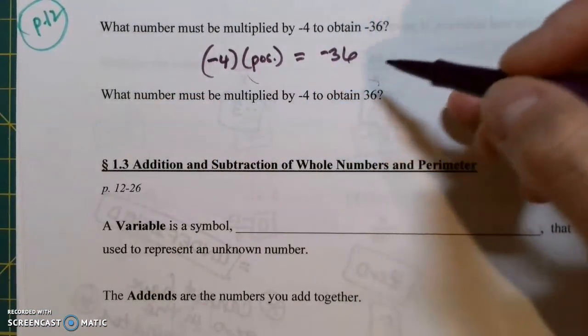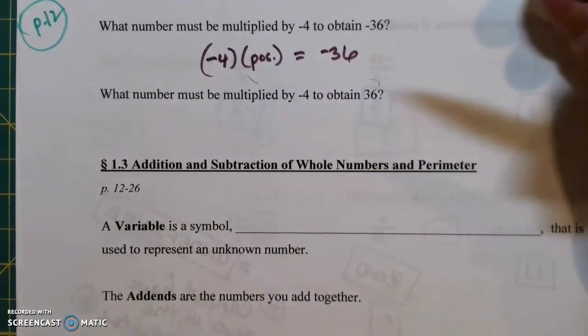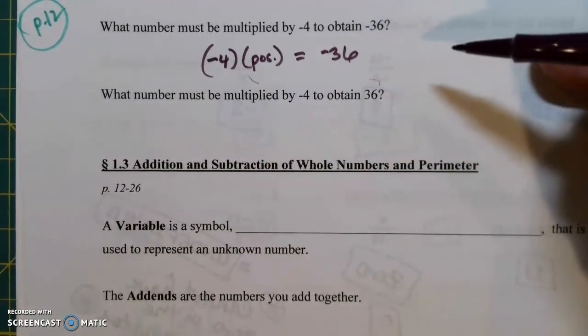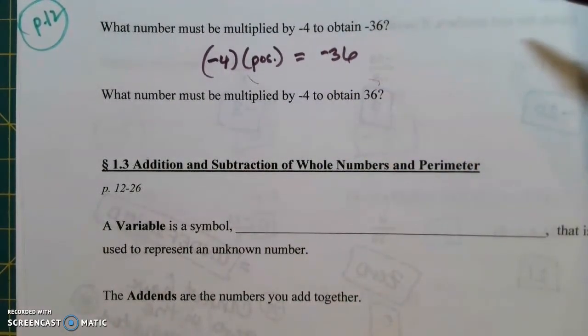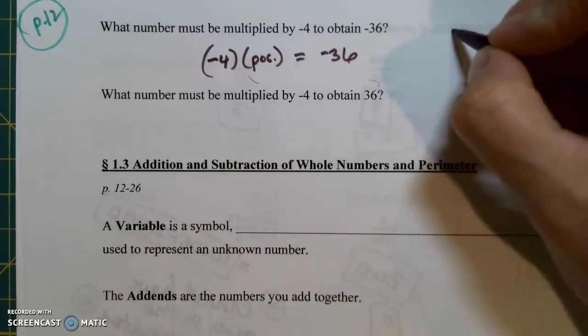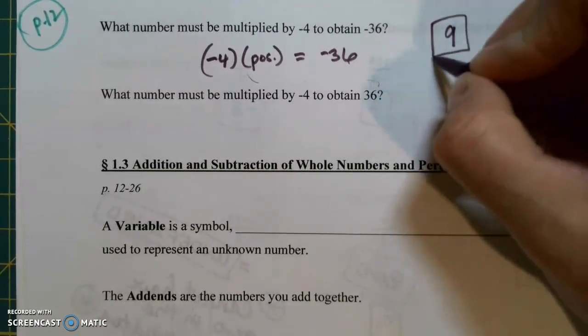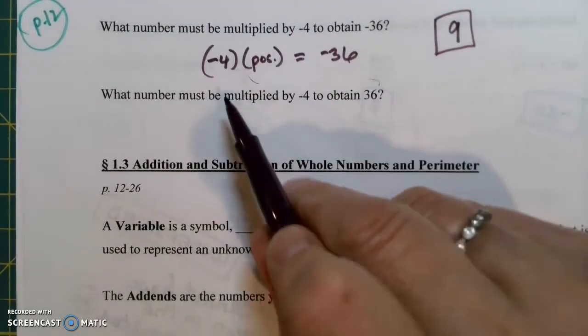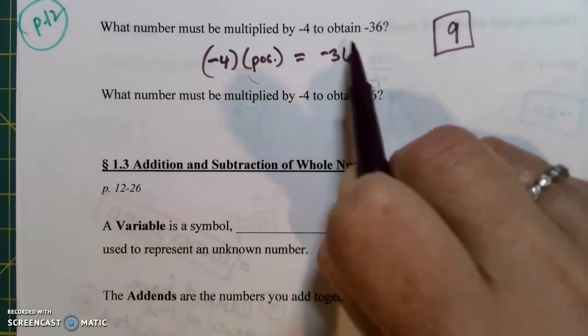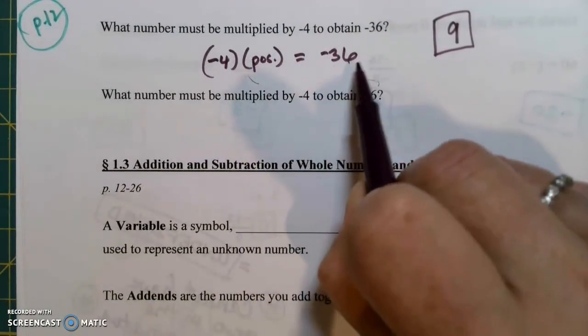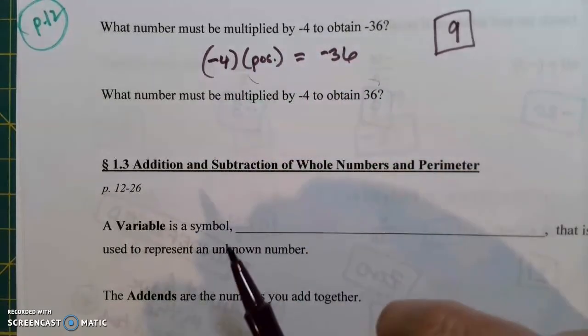36 by 4 and we get 9. Another way to think about it is what times 4 would give us 36. So we're going to have 9, and then it has to be a positive 9 in order for this to work out, where we started with a negative number, but we still end up with a negative number after multiplying.